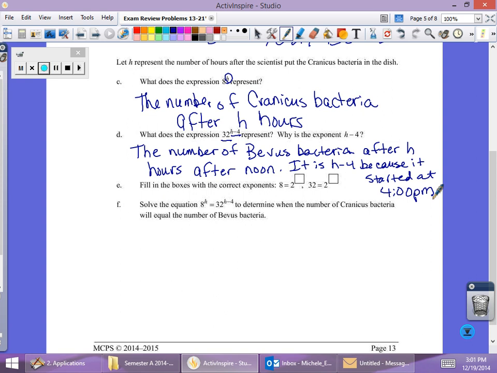All right, part E, fill in the boxes with the correct exponents. We want to rewrite 8 with a base of 2. The correct exponent would be 2 to the 3rd power. We also want to rewrite 32 as a base of 2, and that would be 2 to the 5th power. Now they want us to solve the equation where these two are equal to each other, and we'll be able to use this information that we had just found in part E.